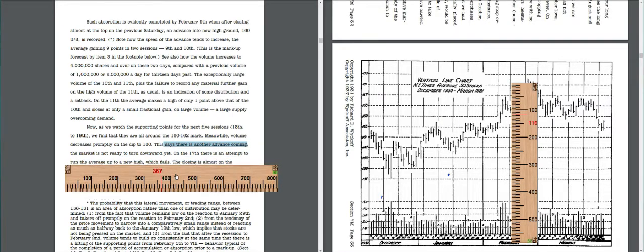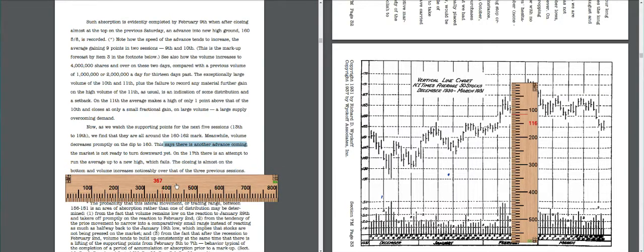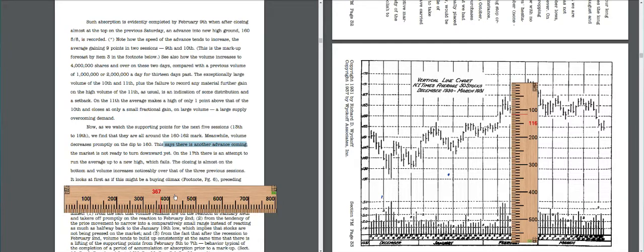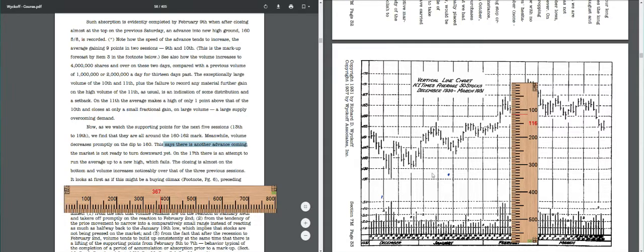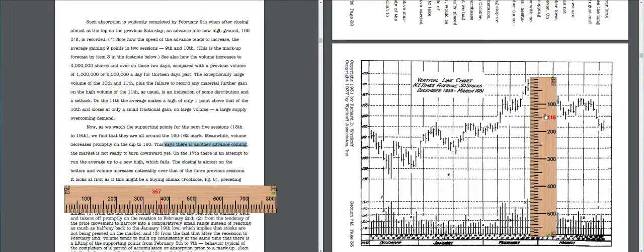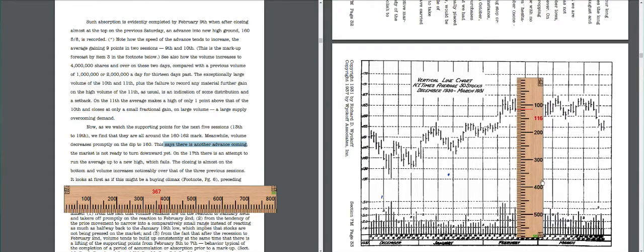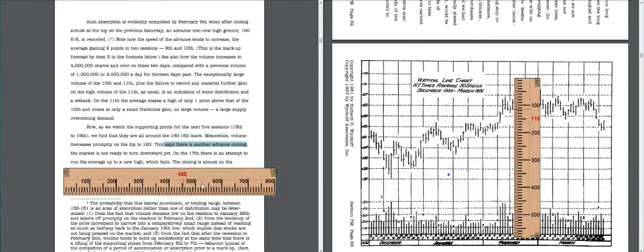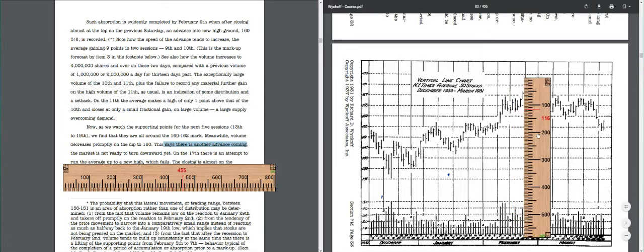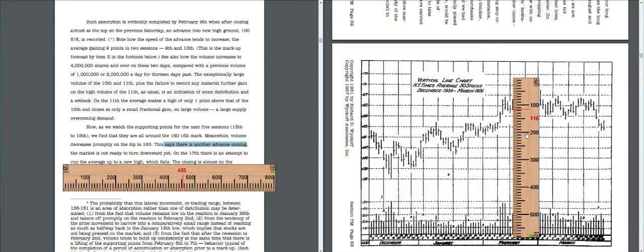On the 17th, there's an attempt to run the average up to a new high, which fails. The closing is almost on the bottom, and volume increases notably after that of 3 previous sessions. It looks as if this may be a buying climax. What's he talking about? I don't know what he's talking about. 15, 16, 17. Okay, I think maybe it's this right here, and it gets rejected.